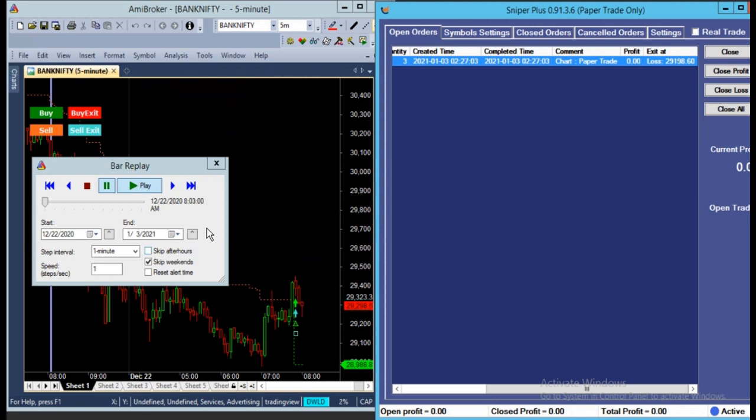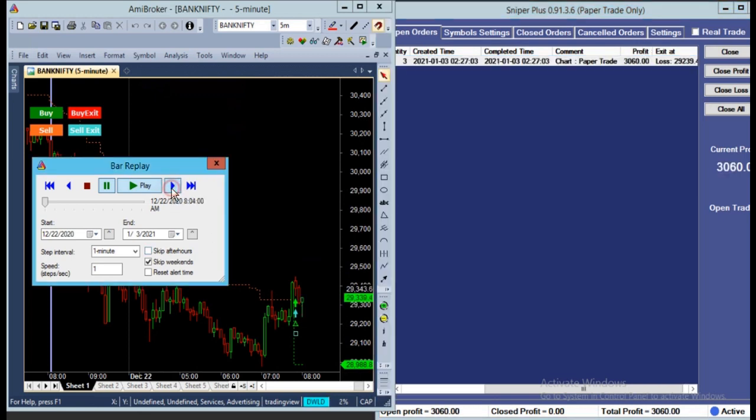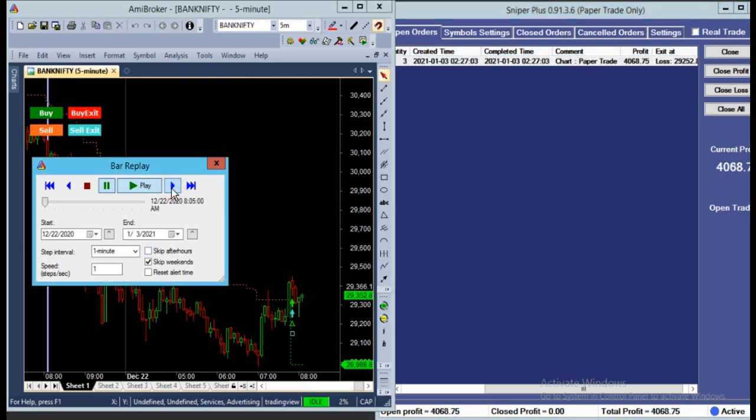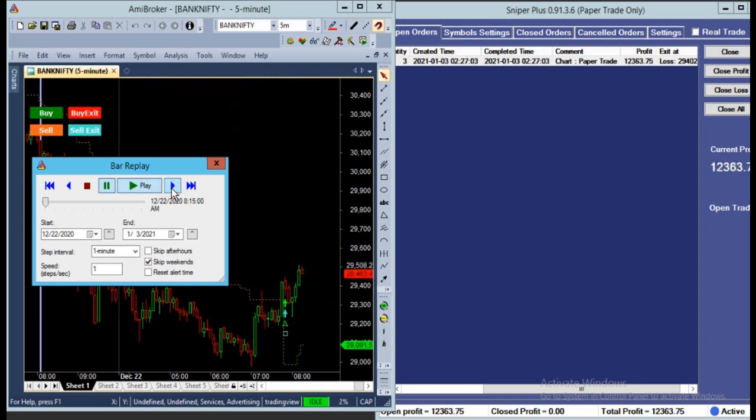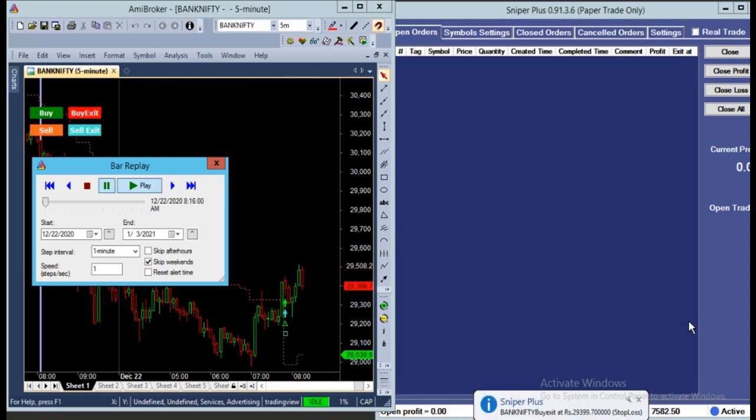Let us check whether it is working or not. Now the price is going up, and the stop loss is also going upward. Yes, now the price is coming down. The stop loss will never come down, and now the stop loss got triggered.